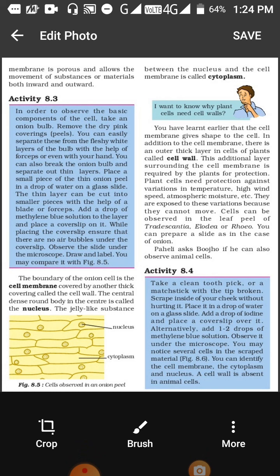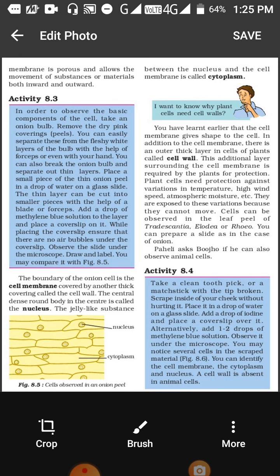Plant cells need protection against various problems which occur in the plant. So it could be a jerk, it could be any movement which occurs in the plant. So why do the plant cells need support? Because the plant cells do not have hard separate body structures like our body has. Our body has bones which give support and structure and give shape to our body, but plants do not have bones. Therefore their cells have got a hard structure, which is the cell wall. This cell wall gives support to the plant cell as well as it gives shape to the cell.